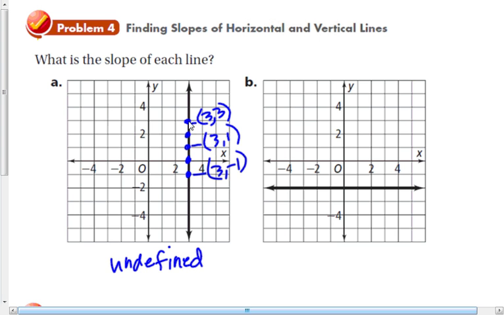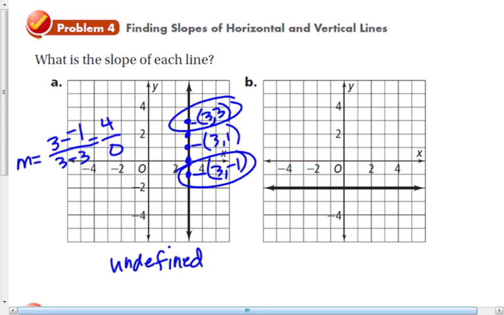And if you use the slope formula to find this, just pick two of these points. So I'll pick that one and this one. Subtracting the y coordinates, I would do 3 minus negative 1 over 3 minus 3. And notice we get a situation where we're dividing by 0, and that is not going to work.